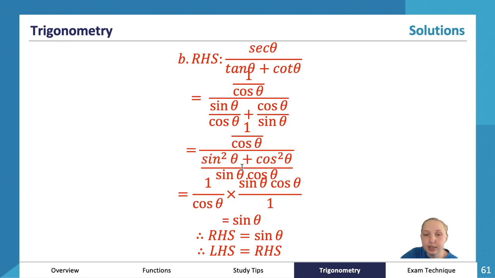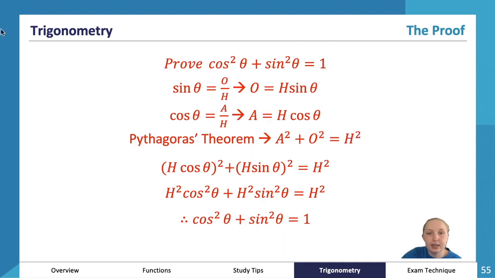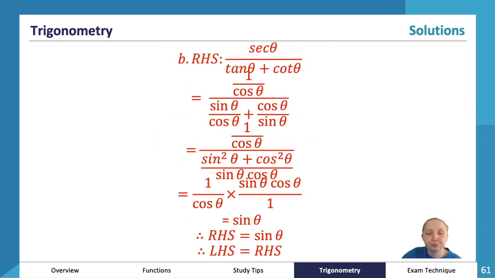Essentially because in order to get rid of this fraction in the denominator, what we do is we flip it and we multiply it by the numerator. And then we get 1 here because sine squared theta plus cos squared theta equals 1, because we know that we just proved that identity. So that was the identity that we proved just here. So we'll end up with 1 on cos theta times sine theta cos theta on 1 equals sine theta. So therefore the right hand side equals sine theta and the left hand side is equal to the right hand side. And then that is all we need to do for that.